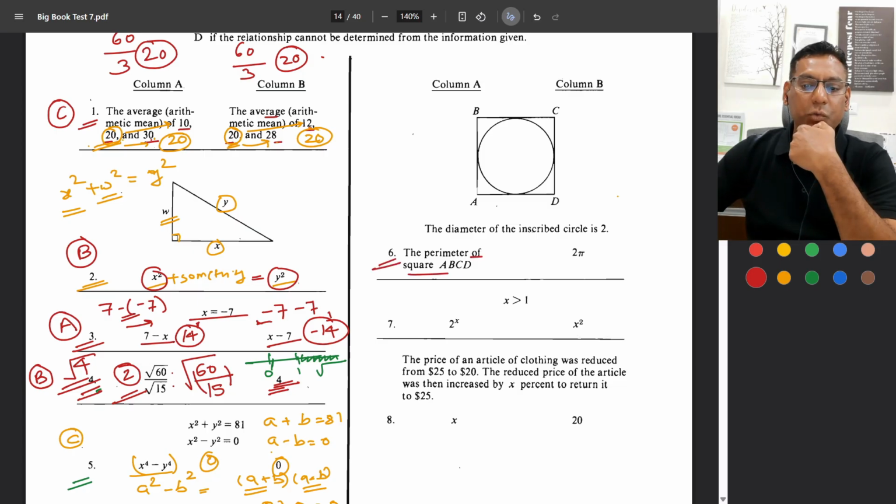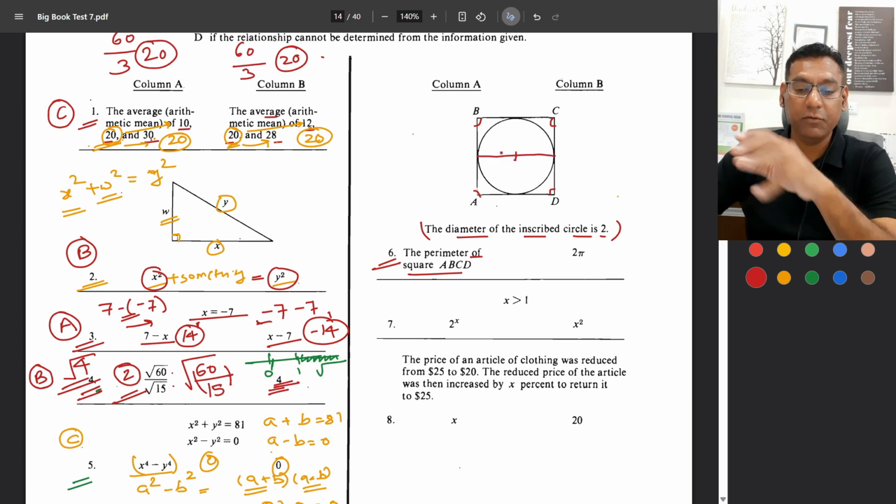The perimeter of square ABCD, that is, this is a square ABCD. Let's say, so these are all 90 degrees. Okay, perimeter. I need to know the side. Let's see what information I have. The diameter of the inscribed circle is 2. So this is 2, the diameter.